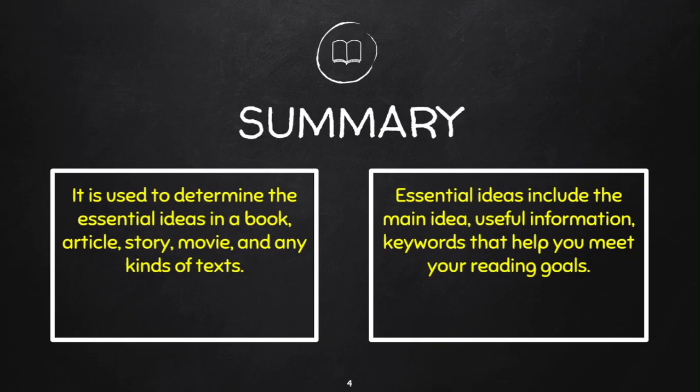Okay. So, summary is used to determine the essential ideas in a book, article, story, movie, and any kinds of texts. Reading a summary of a text will help the readers easily find the main ideas in the text that will lead them to better understanding of it because they already know what ideas to focus on. So essential ideas include the main idea, useful information, keywords that help you meet your reading goals. So knowing these things will guide you in meeting your reading goals or the purpose why you are reading.